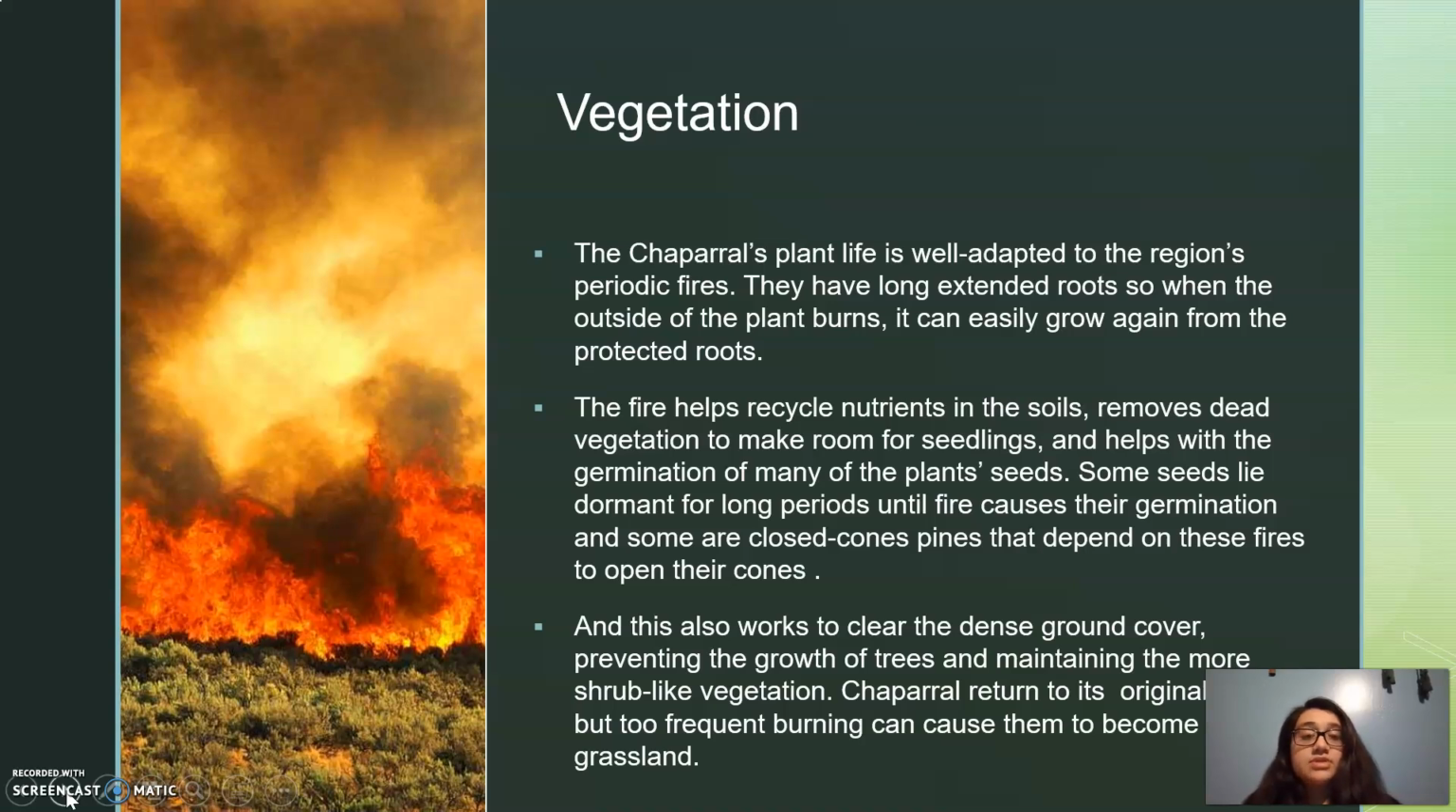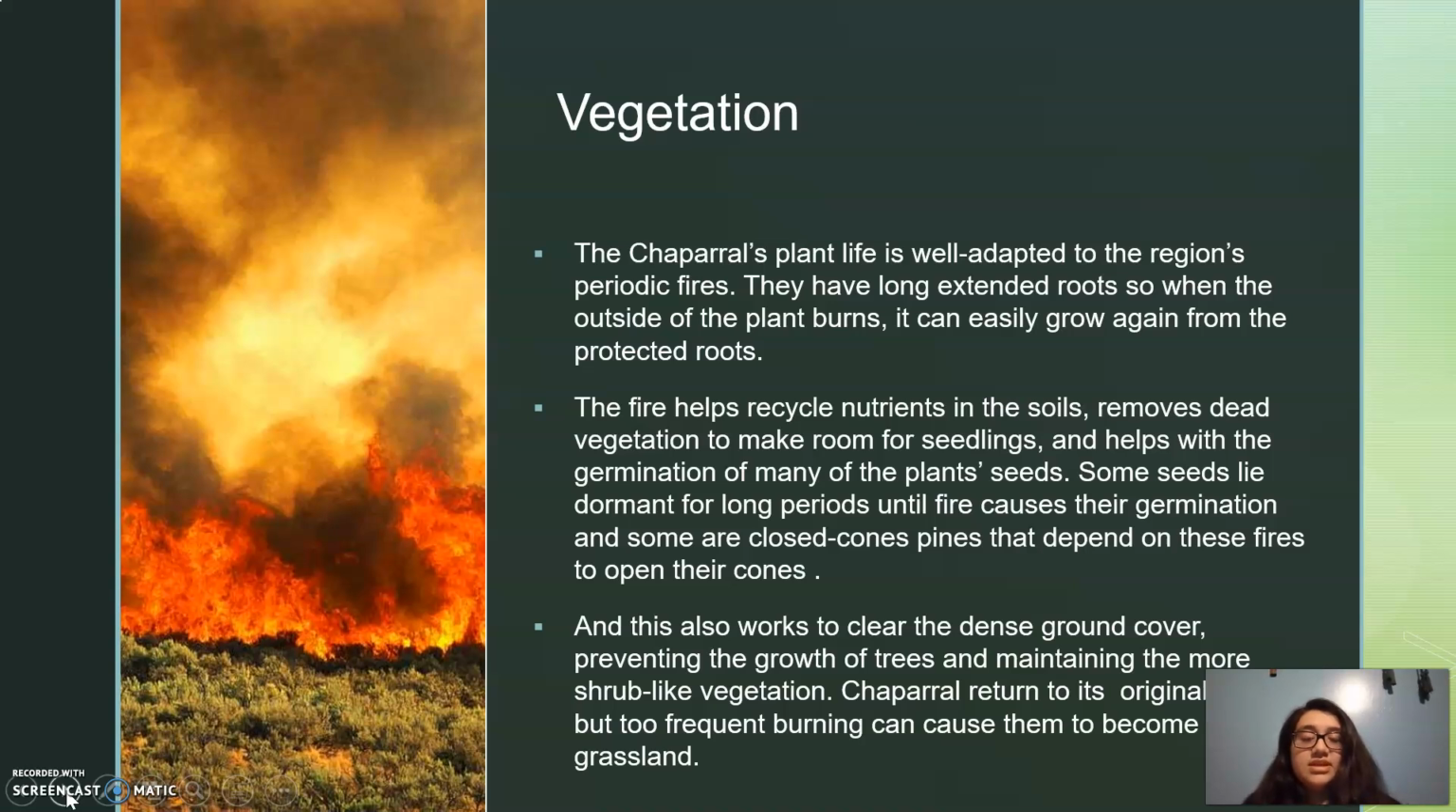The fire helps recycle nutrients in the soil, removes dead vegetation to make room for seedlings, and helps germination of many plant seeds. Some seeds lie dormant for long periods until the fire causes their germination. This could even be up to 20 years. And some are closed cone pines that depend on these fires to open their cones. So it is very beneficial.